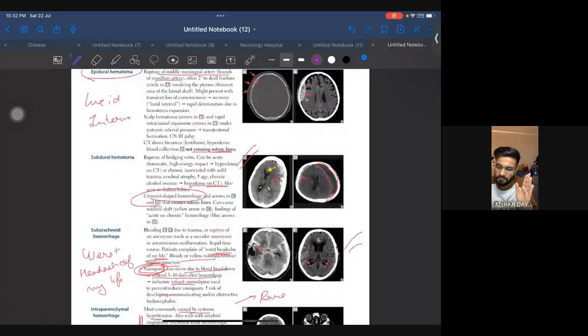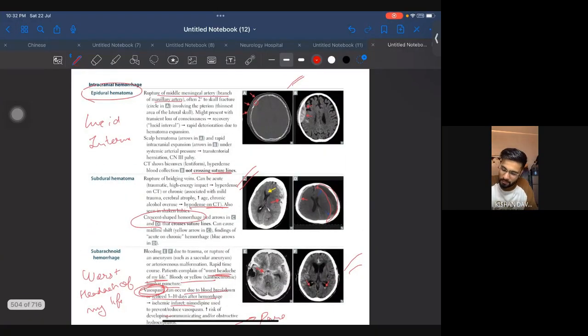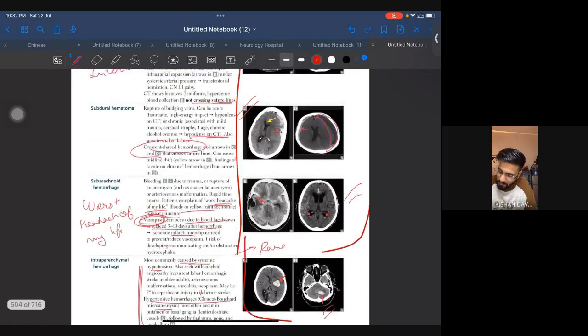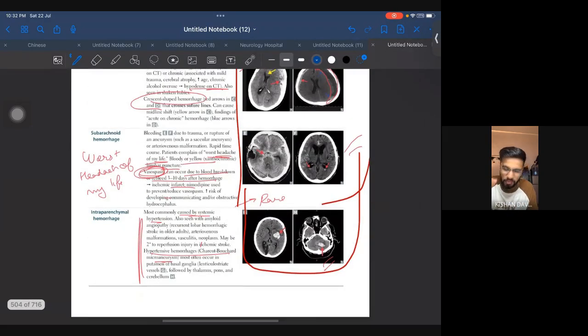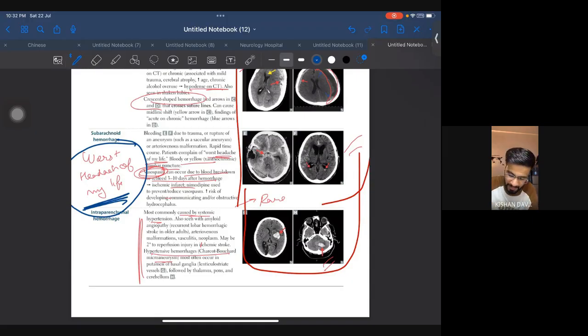Intracranial hemorrhage. First thing I would like to tell you, be familiar with the images. 50% डायग्नोसिस तो इमेजेस देख के ही हो जाएगा, मार्क माई वर्ड. Second thing, most commonly asked is subarachnoid hemorrhage, and they will say worst headache of my life. Patient will complain worst headache of my life. Okay, so ये important है, worst headache should be there. Another term for worst headache of my life is thunderclap headache.